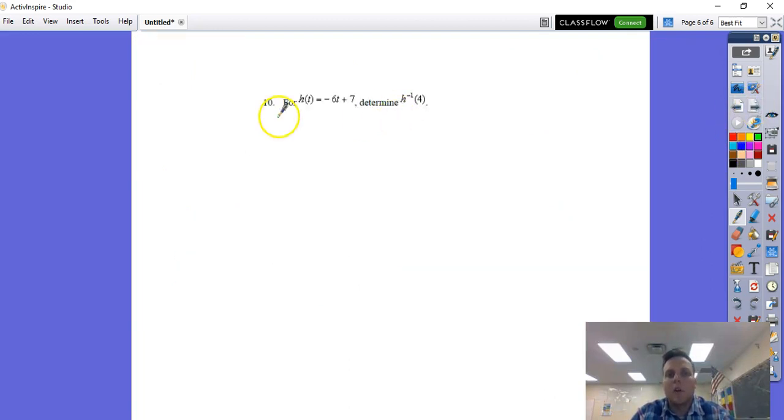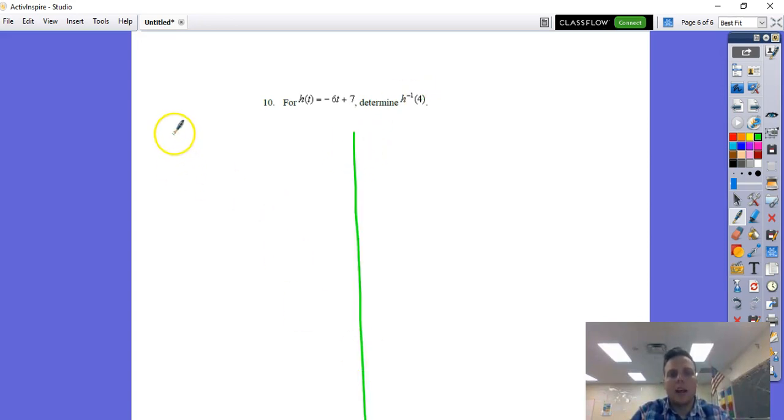Alright, last problem I want to go over. For h of t equals negative 6t plus 7, determine the inverse of h evaluated at 4. There are two ways to go about this problem. I want to discuss them.